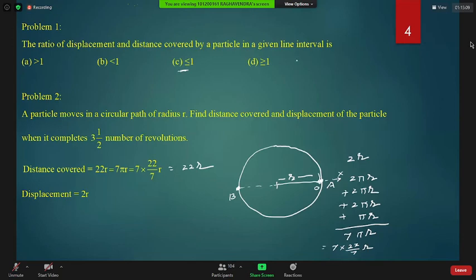So now please go for problem number 2. A particle is moving in a circular path of radius r. Find distance covered and displacement of the particle when it completes 3.5 revolutions. Don't see the solution. Understand and try to solve by yourself.